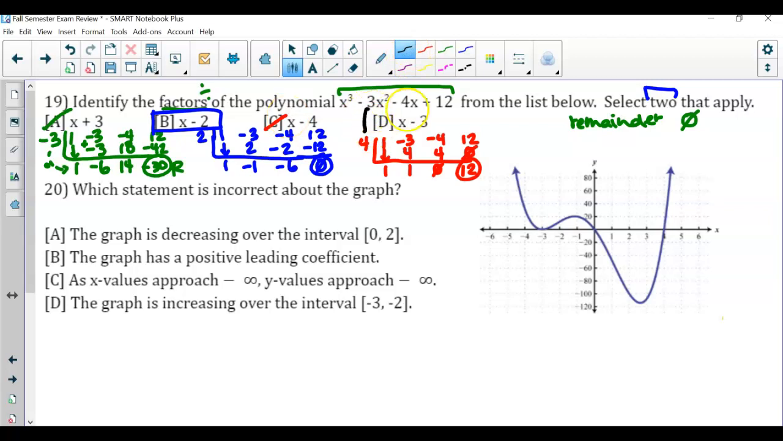So let's check to make sure that D, x minus 3, is also a factor. So I'll just go down here because I ran out of space up there. So then change the sign of the divisor and then set up the coefficients.